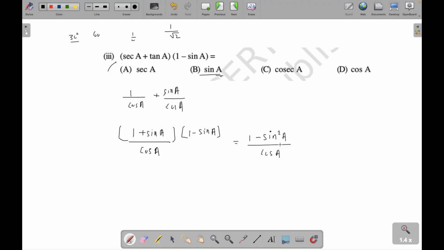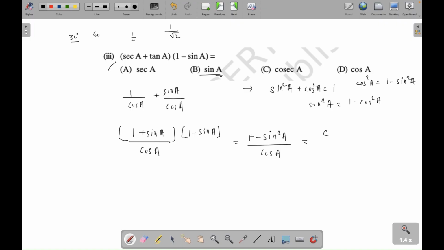And what is the value of 1 minus sine square A? Sine square A plus cos square A is equal to 1. So we don't use this equation most of the time. Mostly we use sine square A is equal to 1 minus cos square A, or cos square A is equal to 1 minus sine square A. This is what we use most of the time. So here you can see 1 minus sine square A, right?